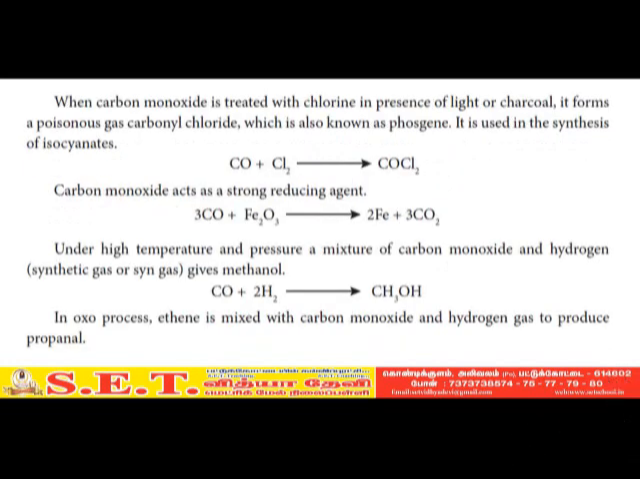Propanol is prepared by the oxo process. In this reaction, which is a very important question, carbon monoxide is treated with ethene. You know the molecular formula of ethene, simply write C2H4. It is an unsaturated hydrocarbon with a double bond and two hydrogen atoms on each carbon. The mixture is treated to give propanol. That is called preparation of propanol by the oxo process.